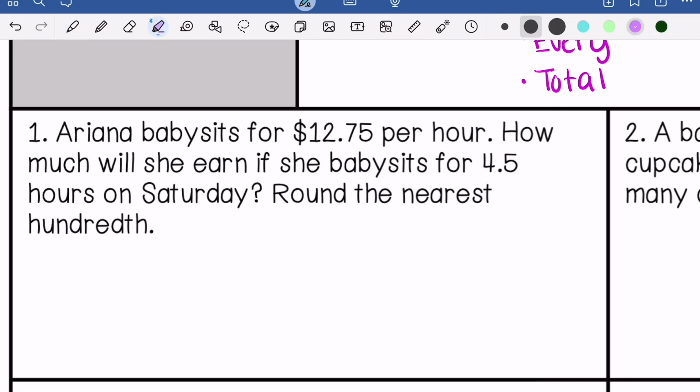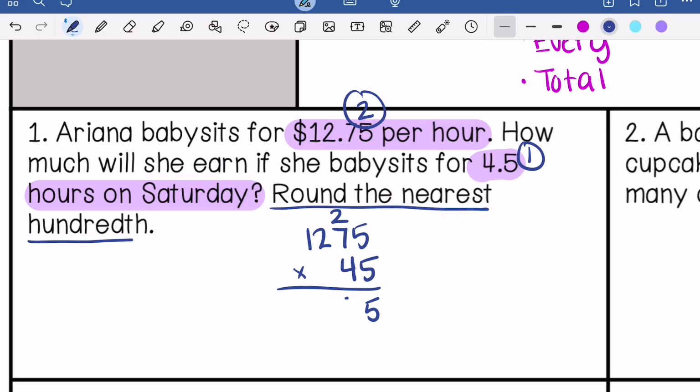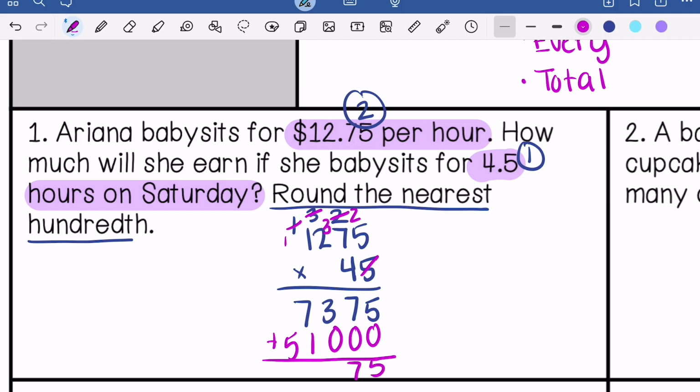Number 1. Ariana babysits for $12.75 per hour. How much will she earn if she babysits for 4.5 hours on Saturday? Round to the nearest hundredth. So we have 2 here, 1 here. My answer is going to have a total of 3 to the right. So I'm going to multiply these two. And then it asks me to round. So 5 or more ways to score. This is 58.38 or $58.38.